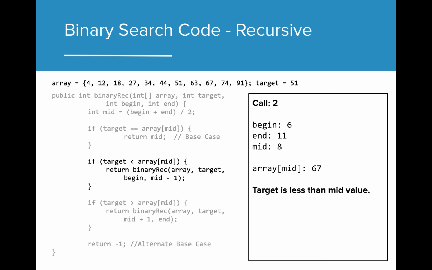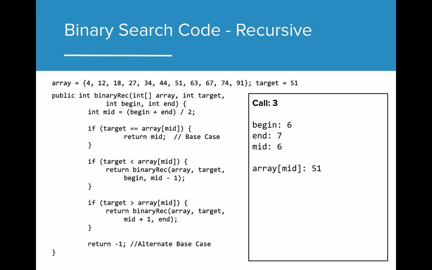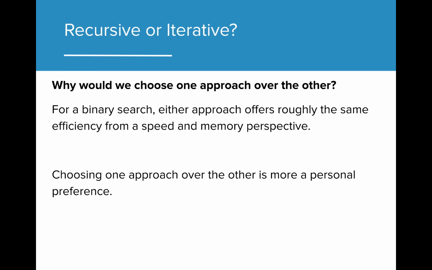On this second pass, our midpoint value is less than our target, so we make the third recursive call, adjusting the endpoint this time around. On our third call, we find that our target is found at the midpoint. Once the value is found, the index value of the target is then returned back through each of the recursive return statements until it eventually gets back to the original call statement.